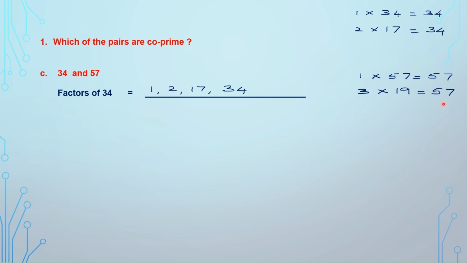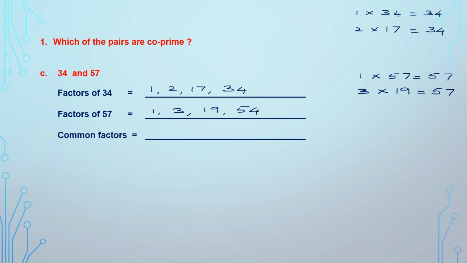Now no other number will give us 57. So what are the factors of 57? 1, 3, 19 and 57. Let's write them down. Factors of 57 are 1, 3, 19 and 57. Next step is to find the common factors. As you can see, only 1 is common. None of the others are common. So let's write 1 as a common factor. So can you see only 1 is common? That means these two numbers are co-prime numbers because their common factor is only 1. Let's write 34 and 57 are co-primes.